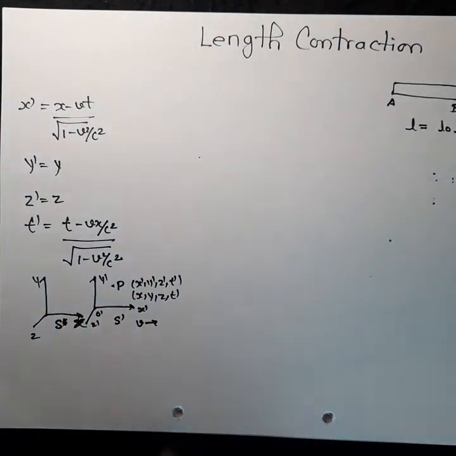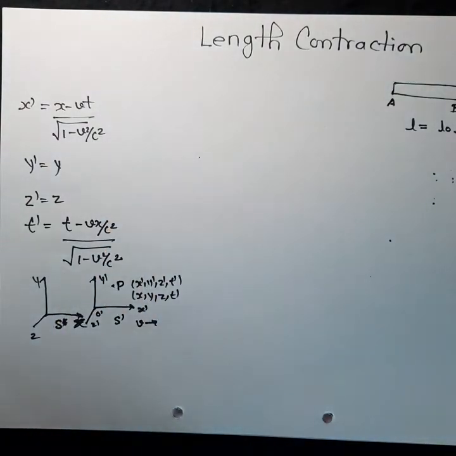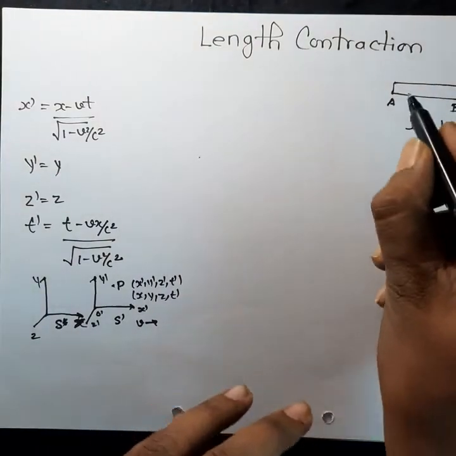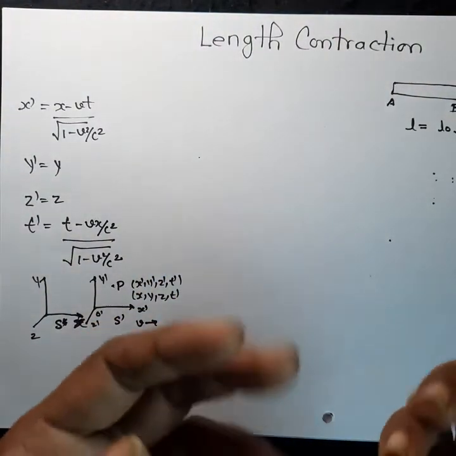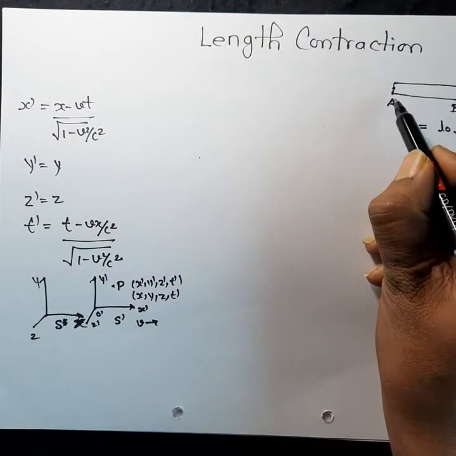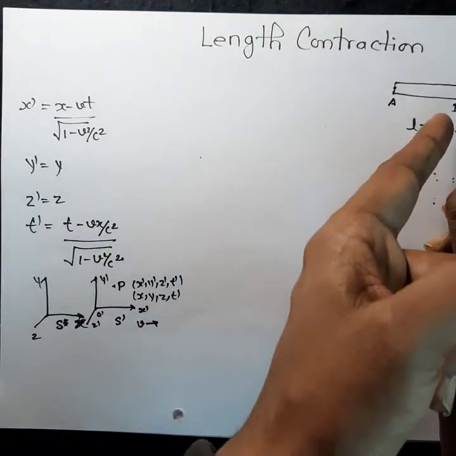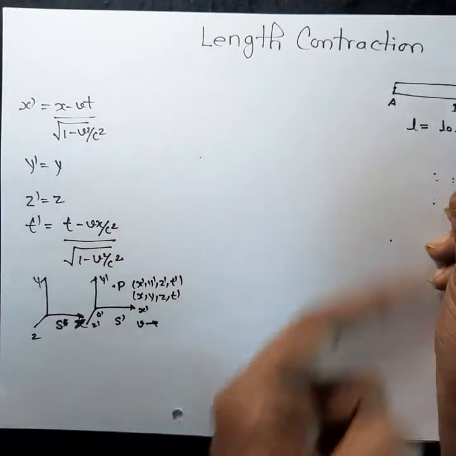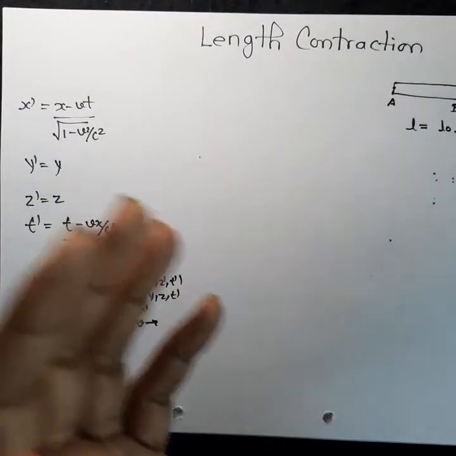So the first question is, how do you measure the length of any rod? I am taking the example of a rod here. To measure the length of a rod, you need a measuring tape. So what you do, you go to this end. Suppose at end A you measure its coordinates, then you go to end B and measure its coordinates, and after measuring these coordinates you subtract them.